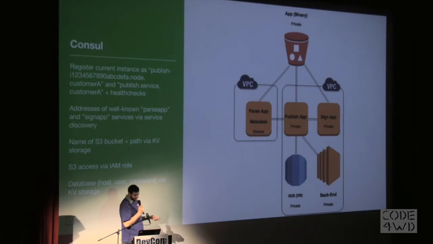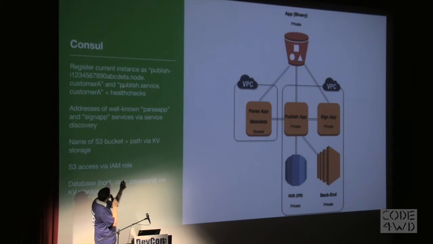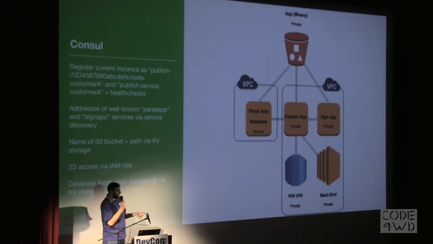And this is what a publish app microservice that we took would typically do with Consul. First thing is registration. It would register itself. It would register both the node, the physical compute instance that's running, and the service that's running on it. It would want to ask, okay, where are my parse app and my sign app? I need to work with those. Where are they? Consul can help find instances for that via service discovery. So earlier we said that this publish app is going to be storing data in S3. So what's the name of the bucket? Where in the bucket am I storing that? We could store all that configuration data in the Consul KV storage.